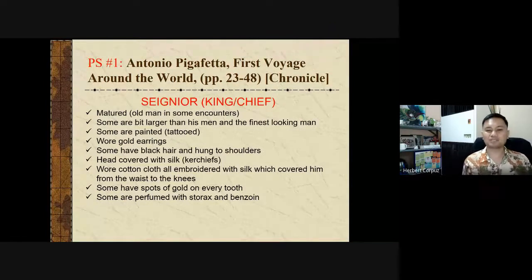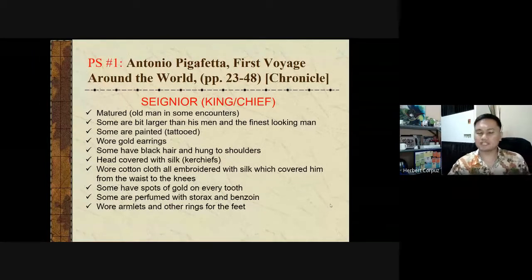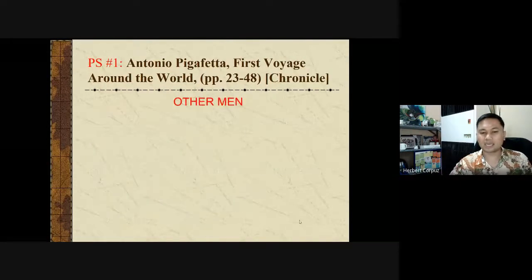Some are perfumed with storax and benzoin. Okay, benzoin is a perfume na ginagamit noon. Wore armlets and other rings for the feet. So meron yung armlet dito, may armlet yung mga chiefs, tapos meron din mga rings sa feet. Okay, usually may ganun na mga panahon na iyon, sabi ni Pigafetta. Wore necklace of great value. Great value because it's created out of gold. Okay, so yun yung mga seniors or chief.